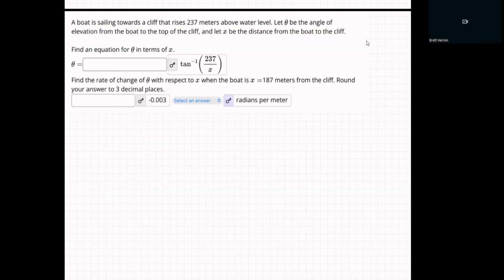So let's do it. First off, we have ground or water. I'll make it blue. Oops, I thought I was on the line drawing tool. So here we go. A perfectly calm sea. That's the water. And then there's this cliff over here. I'm just going to draw it like this. So this is the cliff, and the cliff is 237 meters above the water. And the boat's over here.